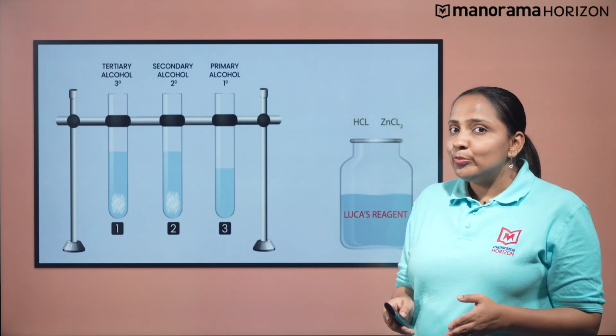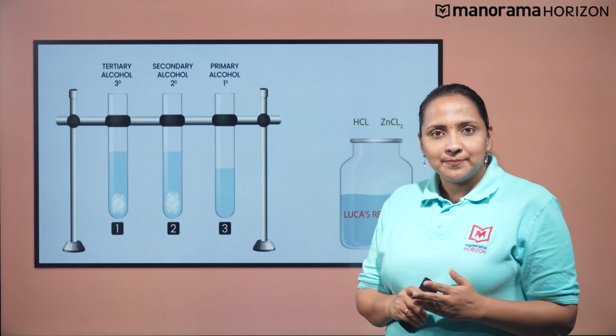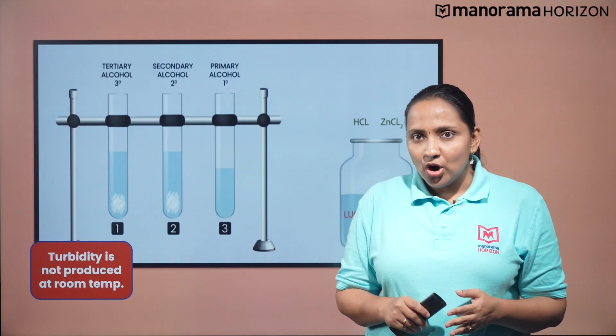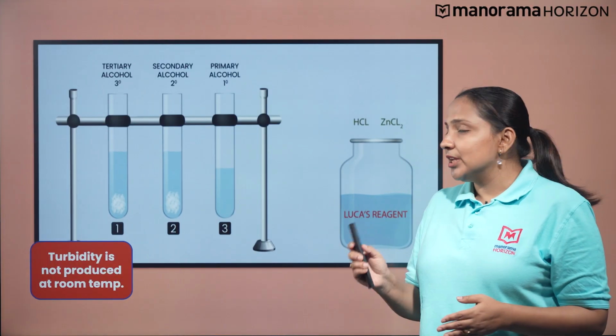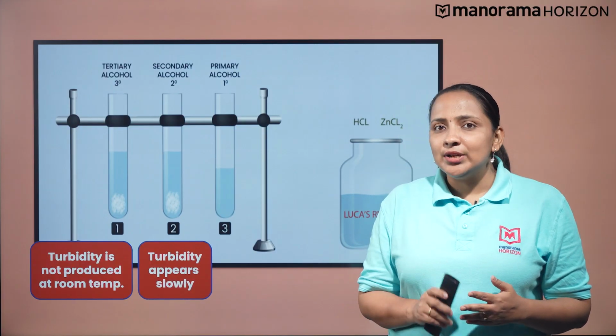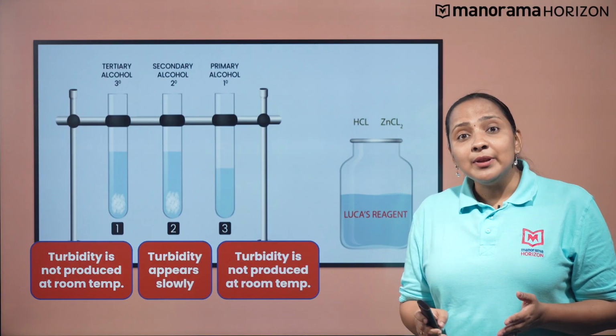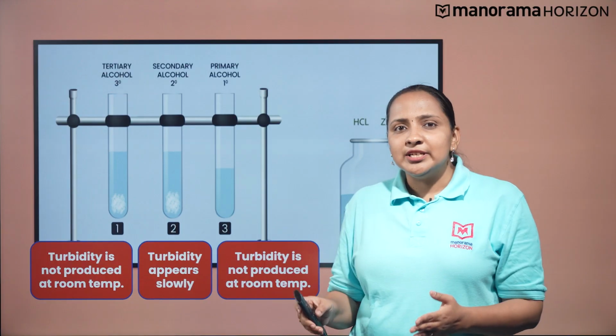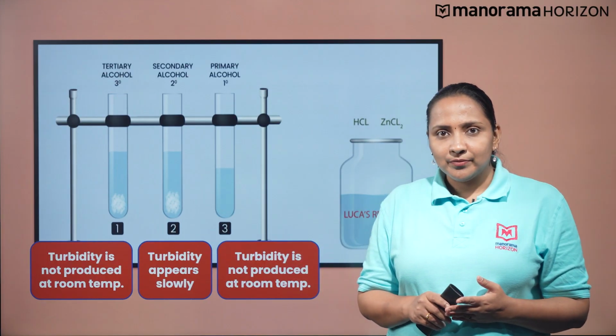Alcohols are soluble in Lucas reagent. In the case of tertiary alcohols, turbidity is produced immediately. In secondary alcohols, it appears slowly, whereas primary alcohols do not produce turbidity at room temperature.